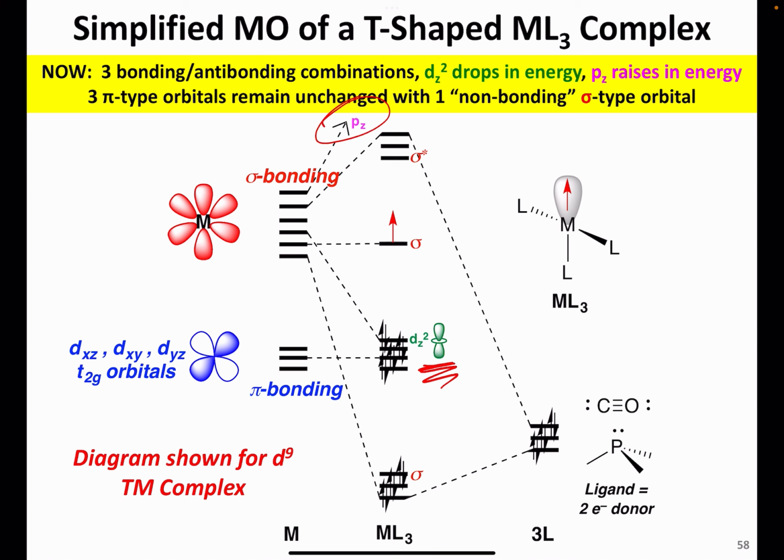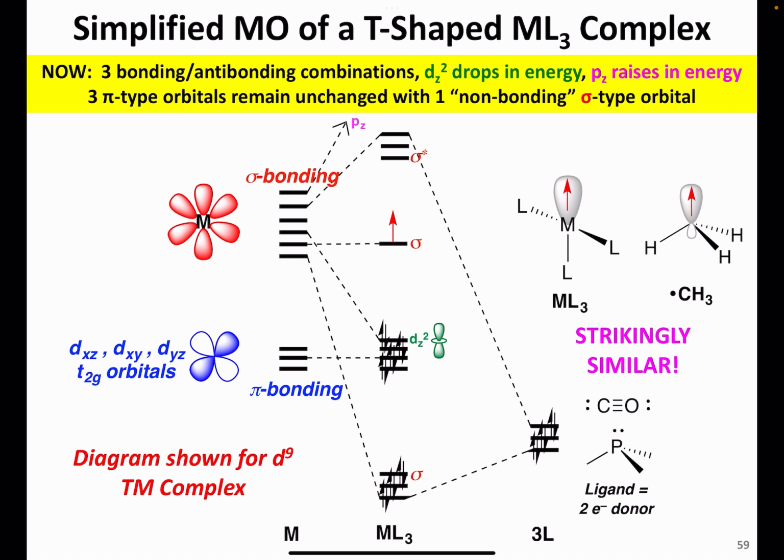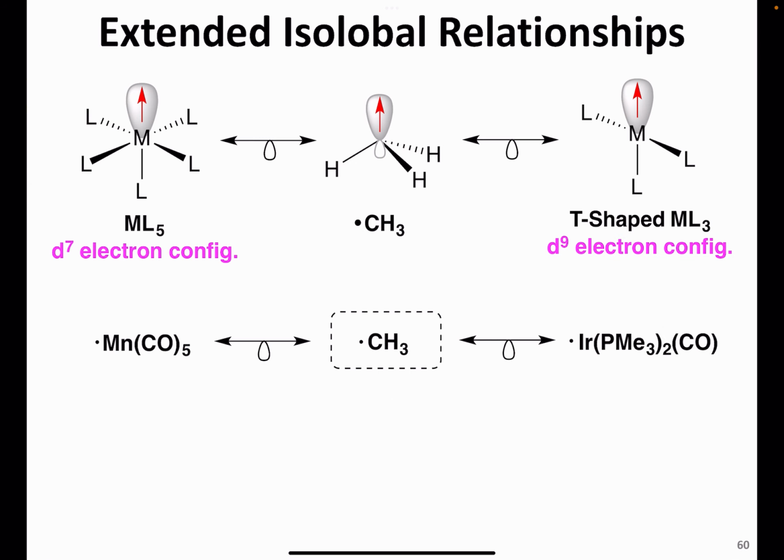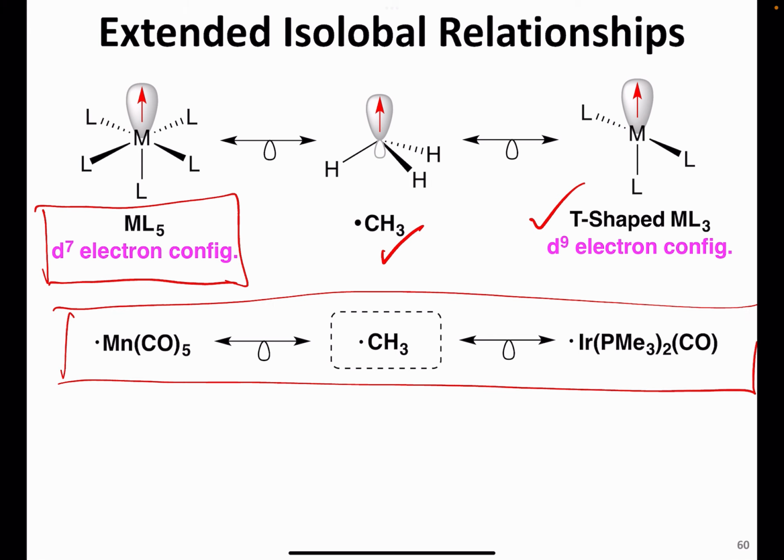If we're now dealing with a D9 T-shaped ML3 fragment, the first 8 electrons populate the pi bonding type orbitals and the DZ squared orbital, leaving us with a singly occupied sigma type orbital. Well, if you have a singly occupied sigma type orbital capable of bonding, we're really looking like a methyl radical here. They are, in fact, strikingly similar, and they are, in fact, isolobal. And so the D7 ML5 electron configuration is isolobal with the methyl radical, which is isolobal with the T-shaped ML3 transition metal fragment with D9 configuration. And so notice this isolobal relationship that's present here.